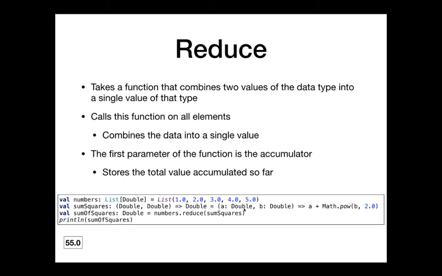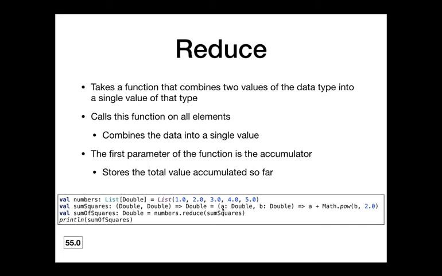I'm going to give it a function that takes two doubles, returns a double, and that function is going to be applied to all my elements to be able to reduce all this into the sum of the squares. Now the setup for this is very particular. It can be easy to mess up.